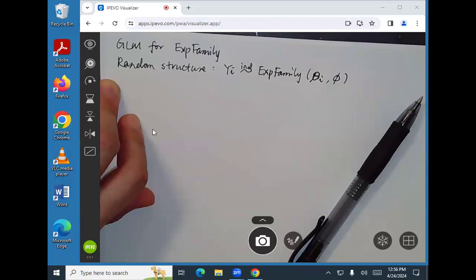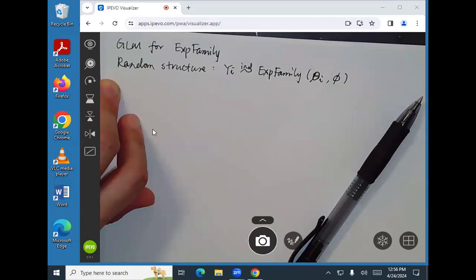And last time we said that yi follows independently an exponential family with location parameter theta i and scale parameter phi. And the question is, what if the distribution has only one parameter? Then that's the location parameter. So we don't have this scale parameter anymore.